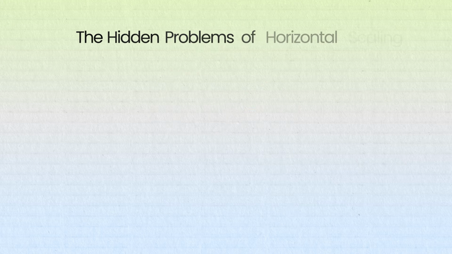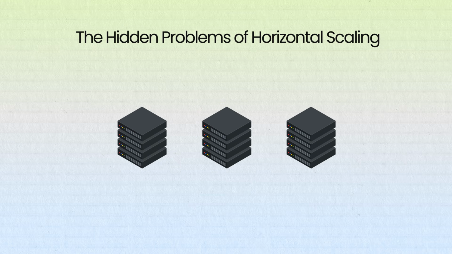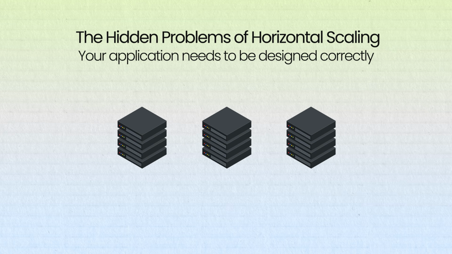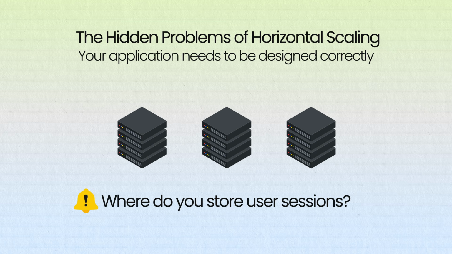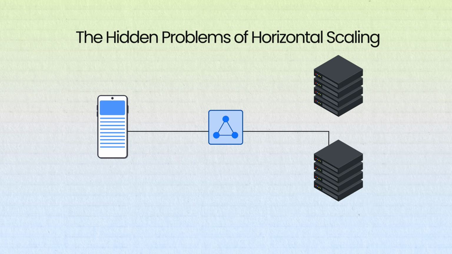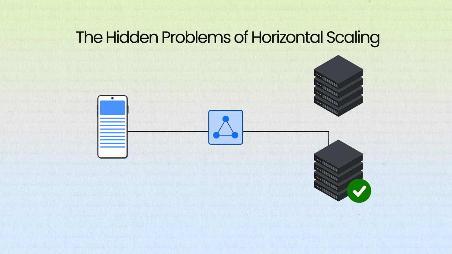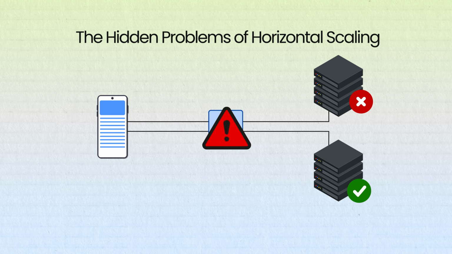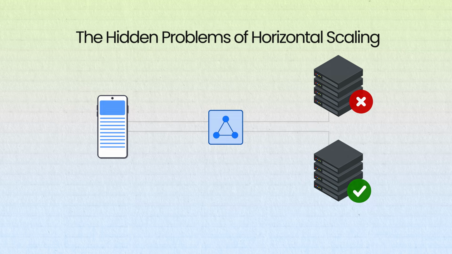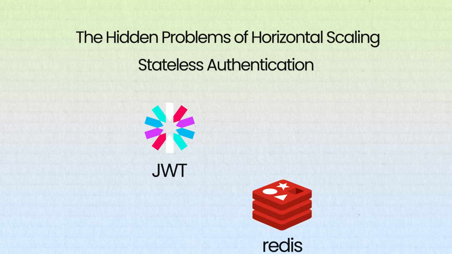But horizontal scaling is not free. It introduces new problems. When you run multiple backend instances, your application needs to be designed correctly. For example, where do you store user sessions? If a user logged in and its data is stored only in a memory of one server, you may have a problem. A user logs in through server 1, then the next request goes to server 2. Server 2 doesn't know the user is logged in.